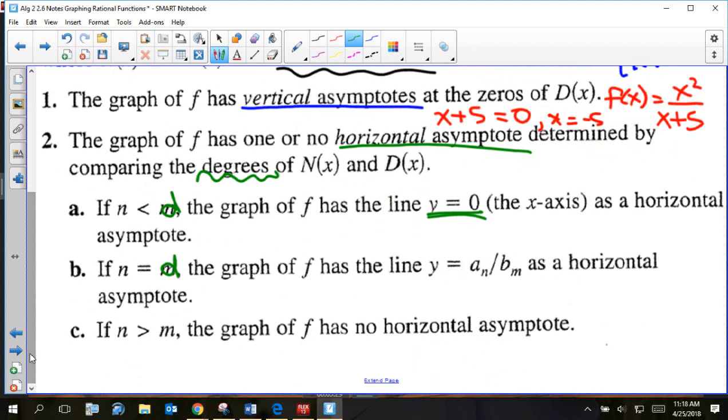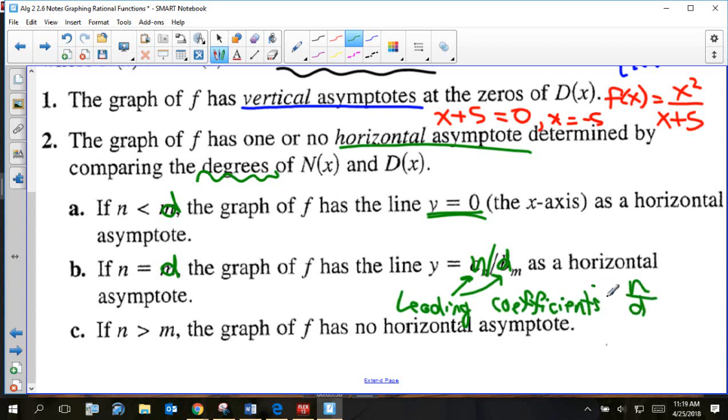If they're equal, what you have to do is take the leading coefficients, n over d, and put it with y equals just that starting number. That's how you get the horizontal asymptote if they're equal degrees.